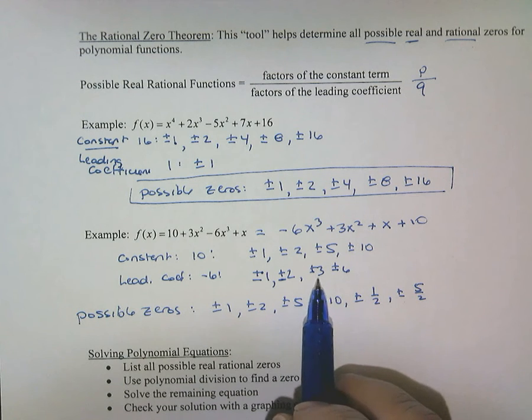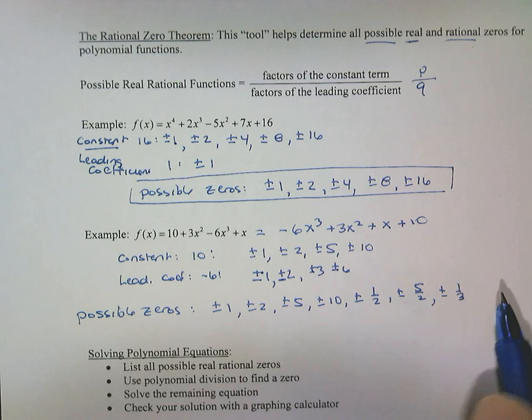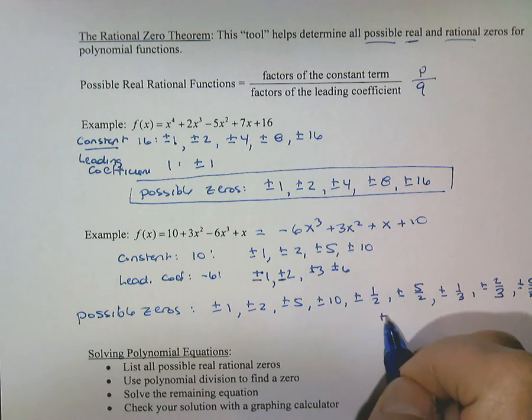Now I have to put everything over 3. So 1 over 3, 2 over 3, 5 over 3, and 10 over 3. I'm running out of room. I'm going to come down here.